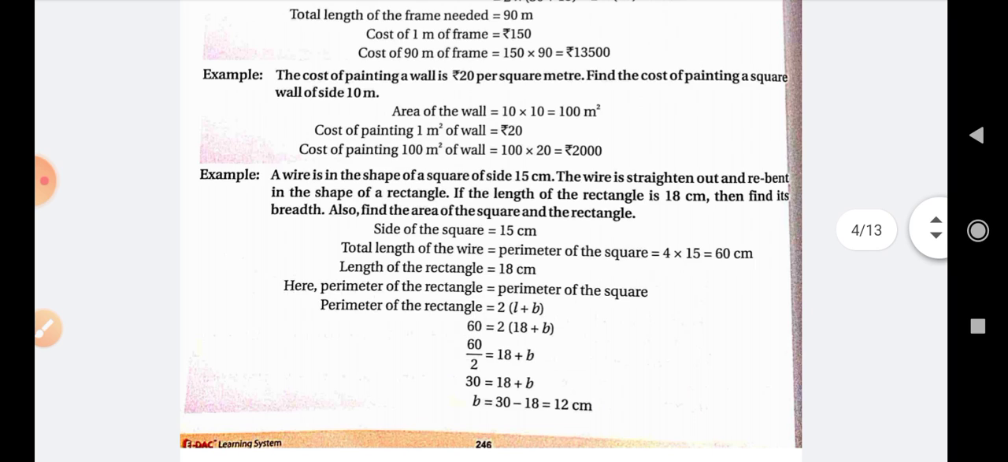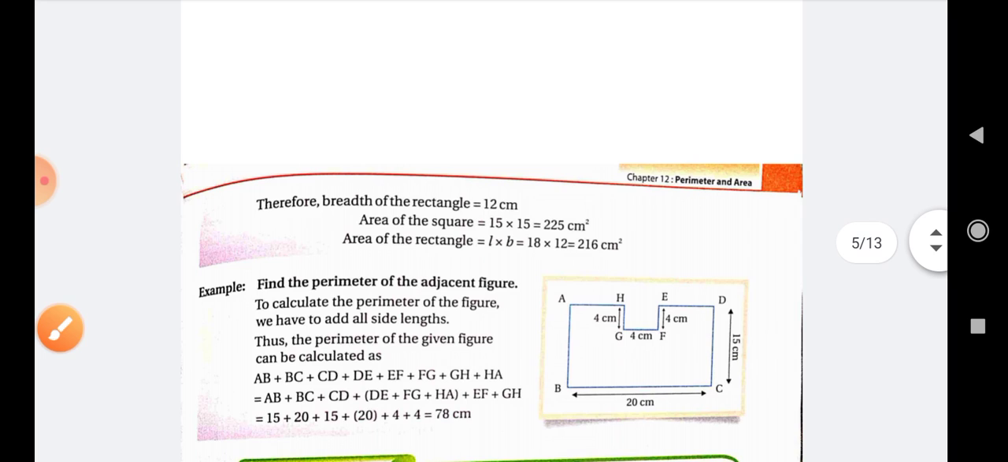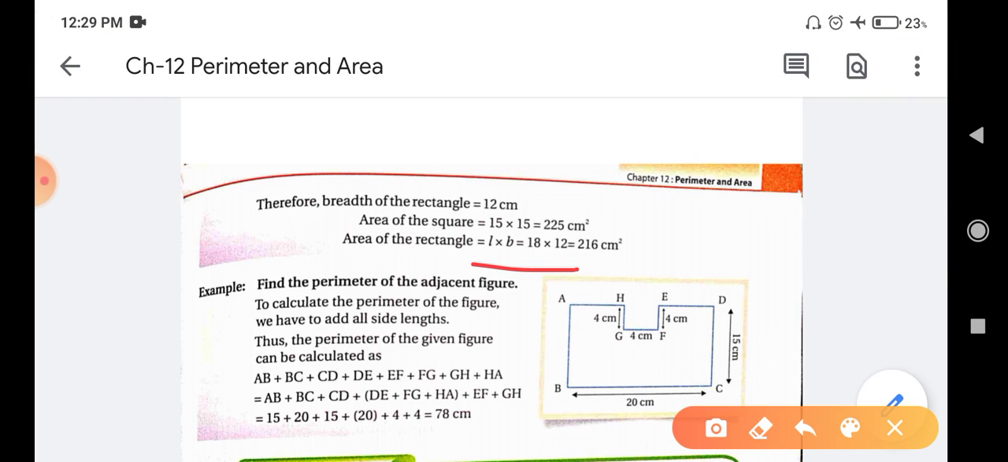After that, also find the area of the square and the rectangle. The area of the square will be equal to side multiply side, 15 multiply 15. Then the area of the rectangle will be length multiply breadth. Put the values and you will get the answer.